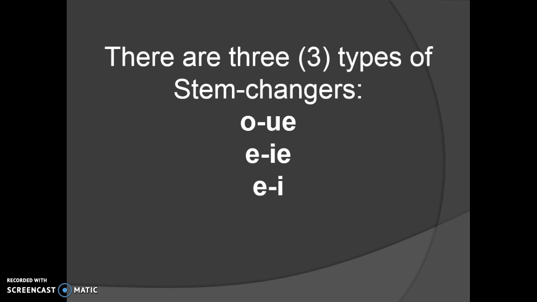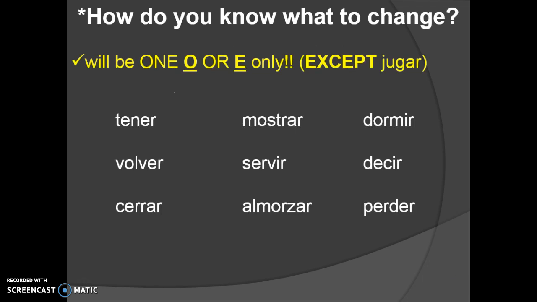All right, there are three types of stem changing verbs, and if you flip back over to 29, you can see I've got them in columns in these categories. O to UE, E to I, and E to IE. So how do you know what letter in the stem you are going to change? There are several rules, so I want you to write down these rules. Okay, the rules are in yellow.